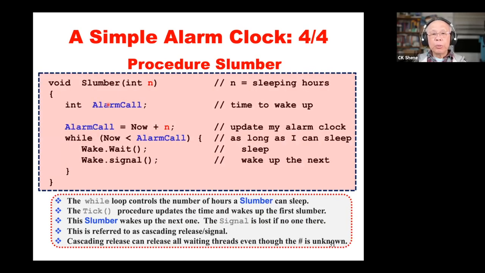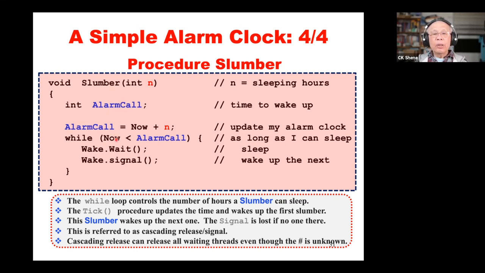Now, how do we write a program for slumber? Each slumber has an argument n indicating how many hours this sleeper wants to sleep. It has an internal local variable, alarm call. So when this sleeper calls slumber, he updates his time: now plus a number of hours, and saves it to its local variable alarm call.